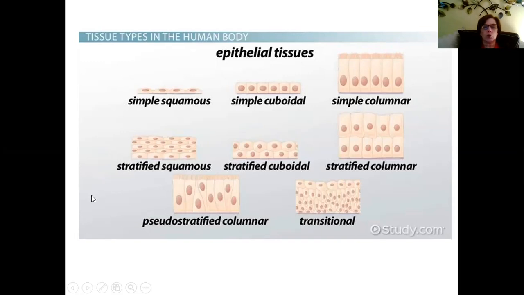We're going to talk about each one of these in turn, except for stratified columnar. But for the most part, your takeaway here is that we characterize through layering, either simple or stratified, and we characterize by shape. All right, let's move on and talk about the first couple. Let's talk about simple squamous and simple cuboidal today.